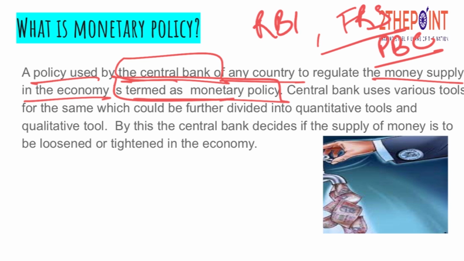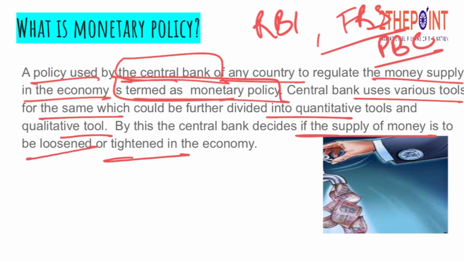For this, the central bank uses various tools, which could be further divided into quantitative and qualitative tools, which we will study in the later part of the video. By this, the central bank decides if the supply of money is to be loosened or tightened in the economy. Loosening means when the central bank changes the monetary policy so as to increase the money supply, it is referred to as loosening the monetary policy, and when it takes out liquidity from the economy, it means the central bank has tightened its monetary policy.